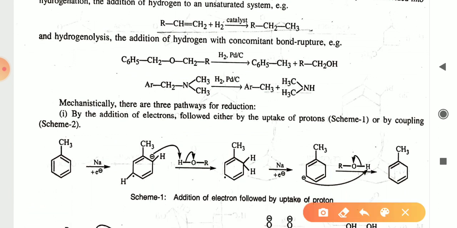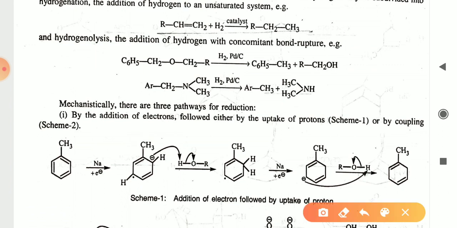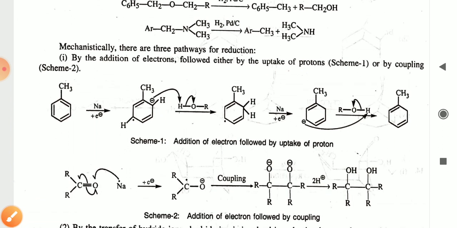Now in another reaction you can see this bond will break, with the addition of hydrogen here and the addition of hydrogen here. So 2 moles of hydrogen are added in presence of vanadium catalyst. The next is the mechanism of this kind of reaction, what happened here.